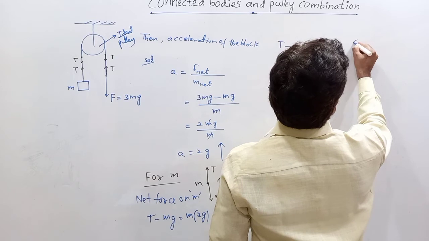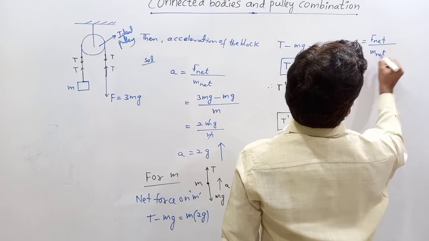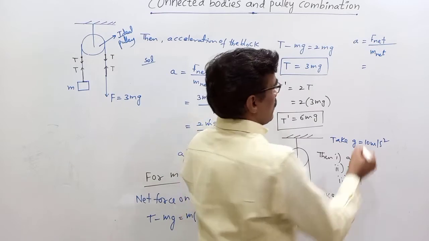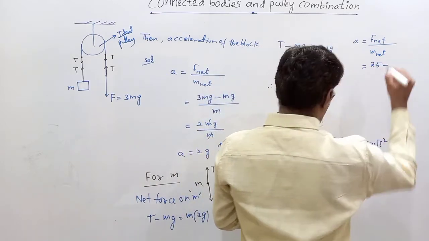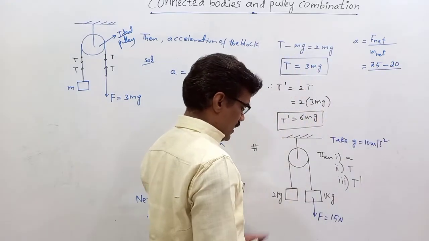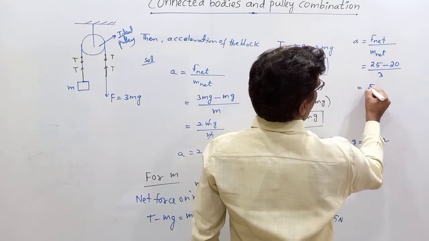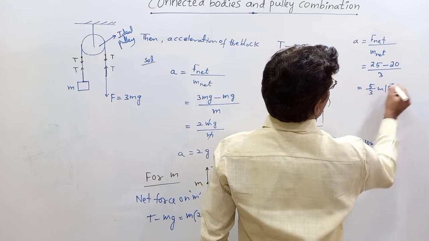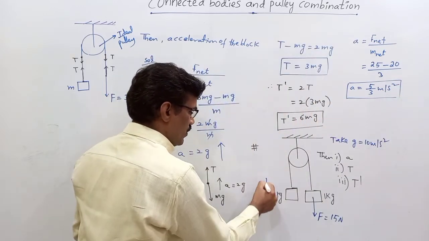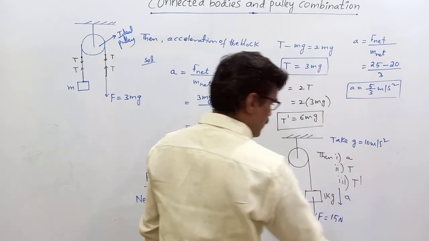Acceleration is equal to net force by net mass. Net force is nothing but 15 plus 10, 25, minus 20, divided by total mass, which is 3 kg, which is equal to 5 by 3 meter per second square. This is the acceleration of each block. But the 2 kg moves upward and the 1 kg moves downward with the same acceleration.